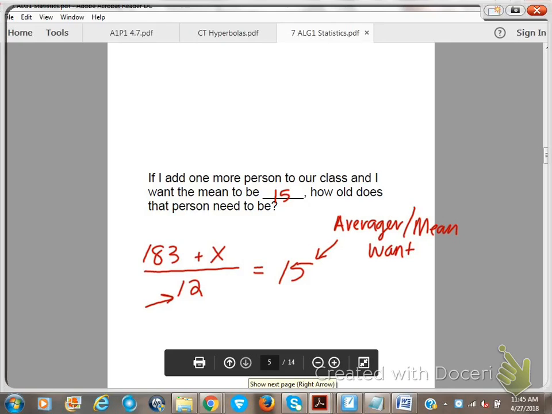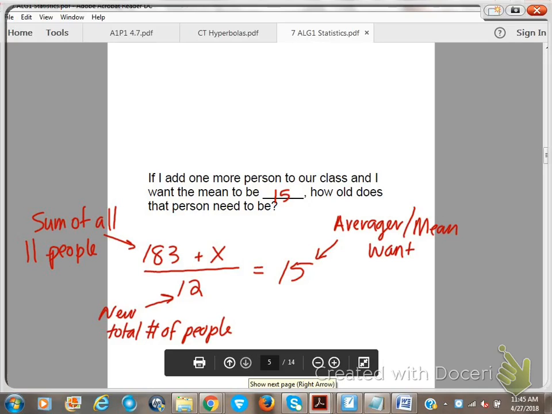Okay? 12 is our new total number of people in our class. 183 was the sum of all 11 people in our class. And then X is the age of the extra person.